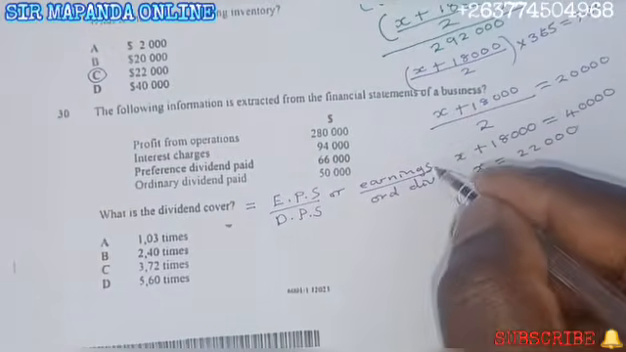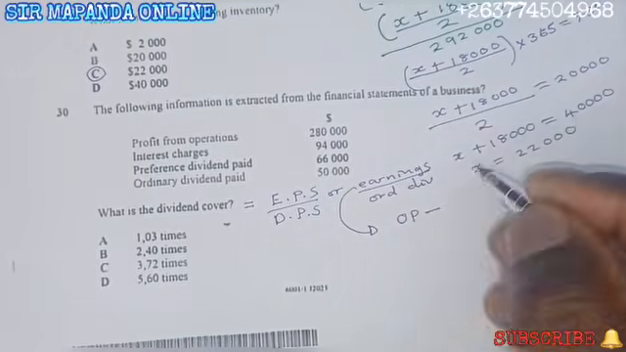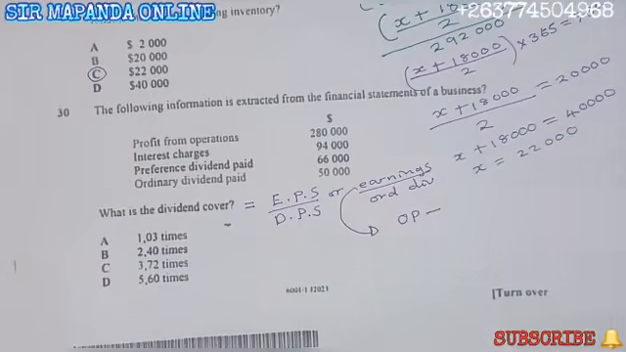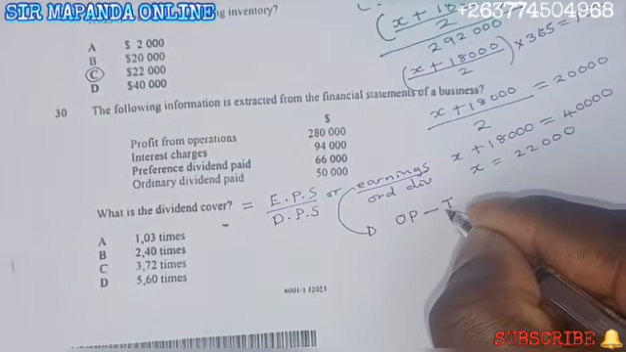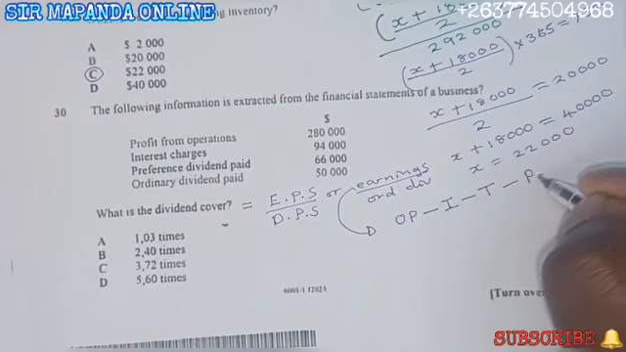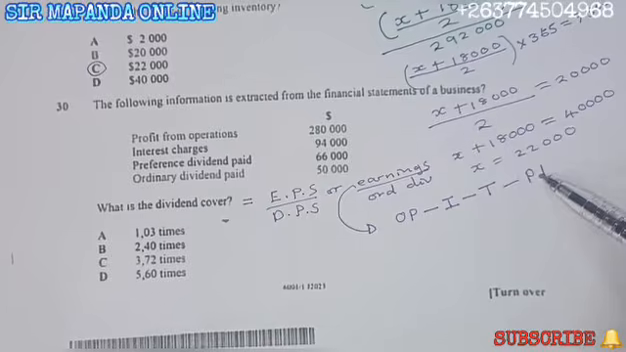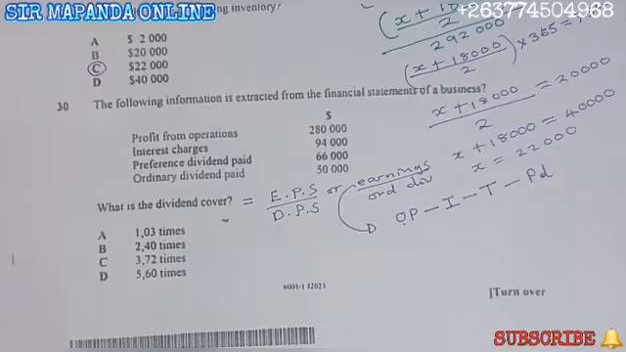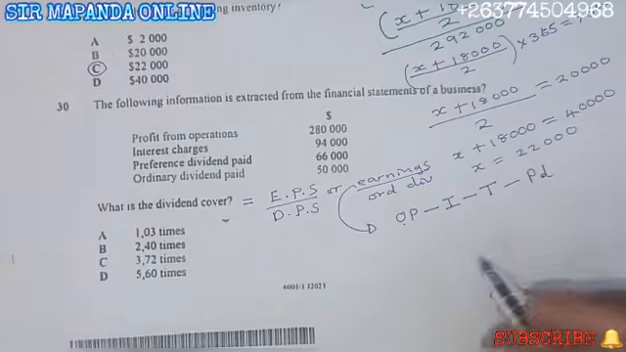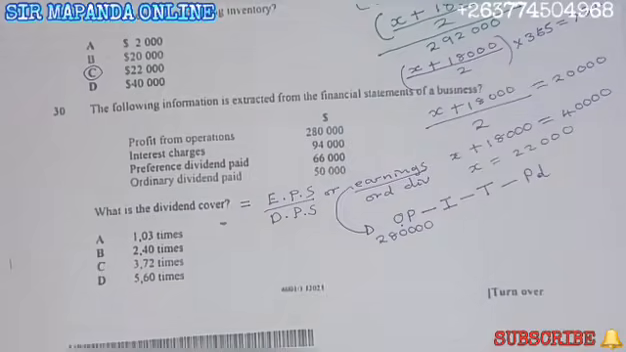To calculate earnings, you start by taking the operating profit, then you remove 3 items from the operating profit. You remove interest, you remove tax, you remove the preference dividends. So if you remove interest, taxation, and the preference dividends from the operating profit, you'll be able to get the earnings, which are profit attributable to ordinary shareholders. So the profit from operations we are given is 280,000. I'm going to write 280,000 on OP.